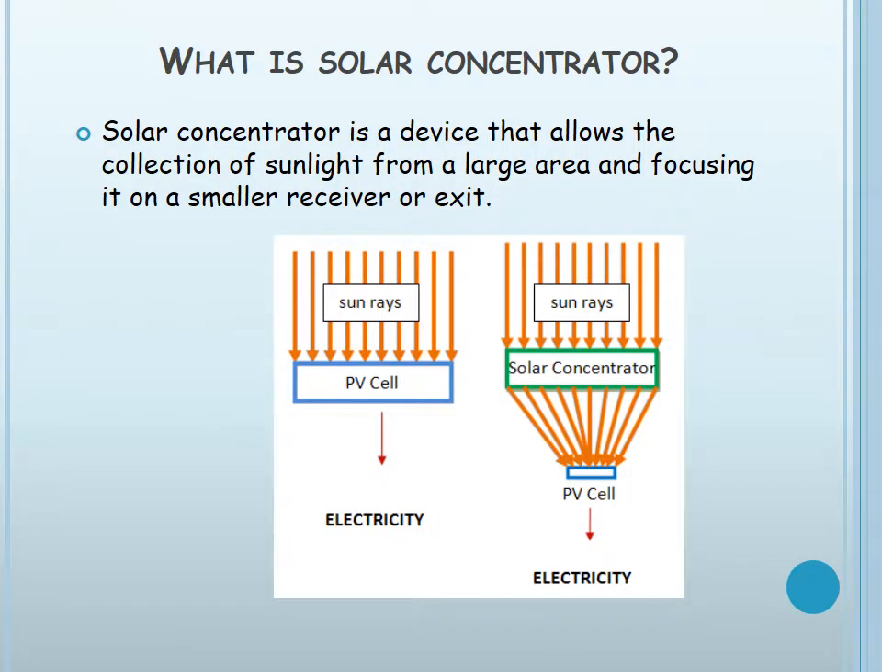So next we're going to talk about what a solar concentrator is. A solar concentrator is mainly a device that collects the sunlight from a large area and then focuses it into a very small area, like a receiver. So this is a small mirror type focusing on the sun. Wherever it goes, it concentrates the sunlight onto the PV cells, and then the PV cells generate the electricity. So this is usually how it goes with the solar concentrator.